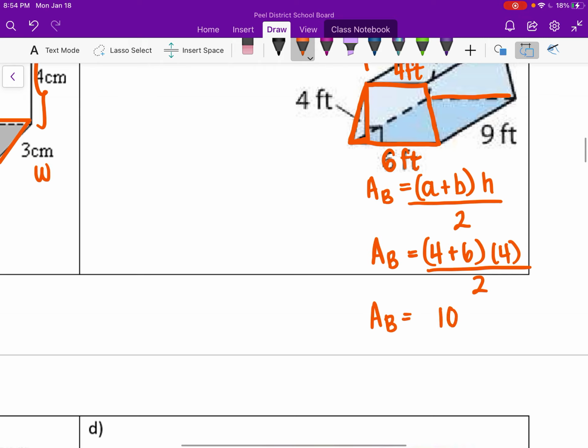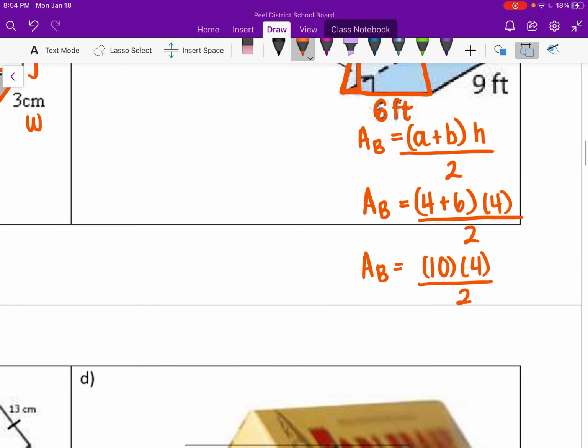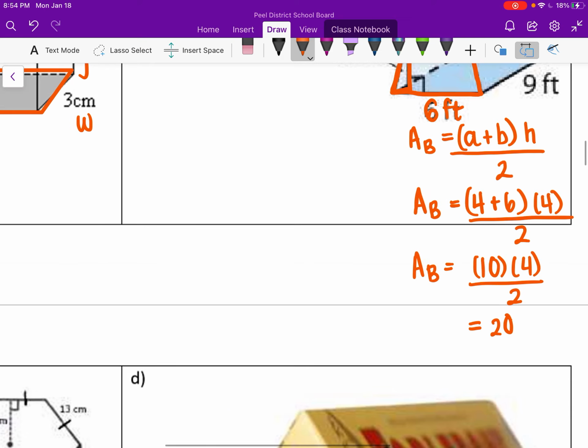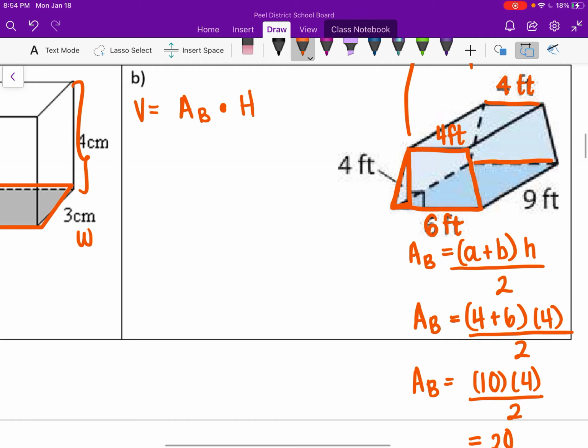Equals 10 times 4 divided by 2. 10 times 4 is 40, divided by 2 is going to give me 20. Right, so I got 20. So I know that volume is equal to area of the base, which I already figured out is 20, right, times height. My height is going to be 9 feet here.